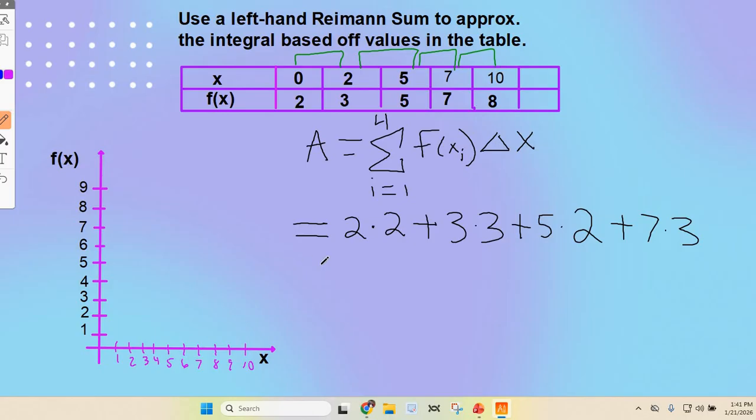So if we were to multiply that out, 2 times 2 gives us 4. 3 times 3 gives us 9, plus 10, plus 21. So we get 31 plus 9 gives us 40, plus 4 gives us 44. And we didn't have a unit this time, so it's just 44. Alright, what questions do we have there?